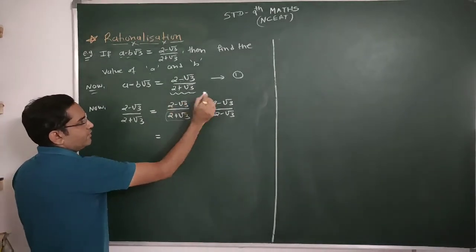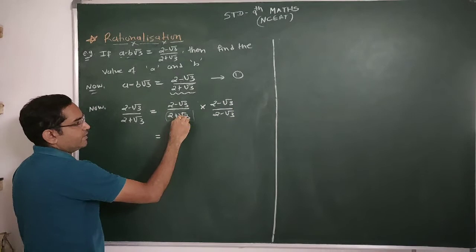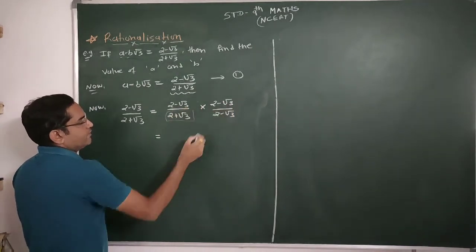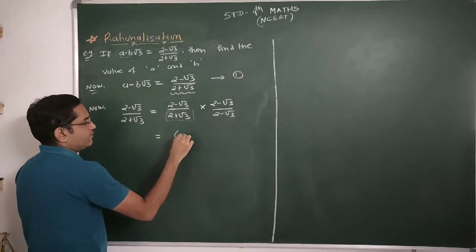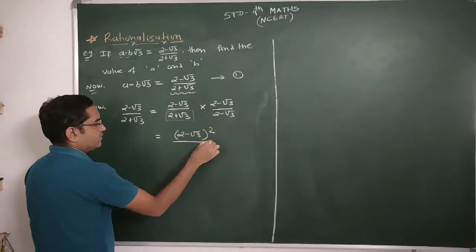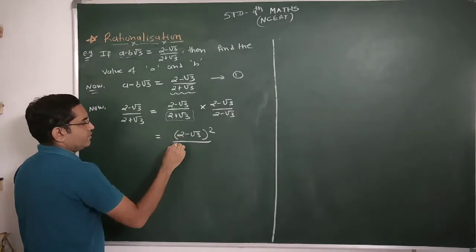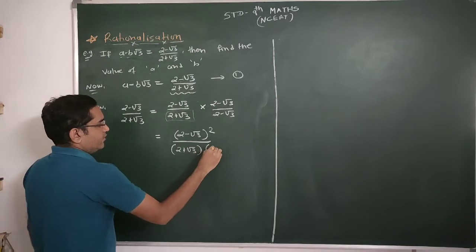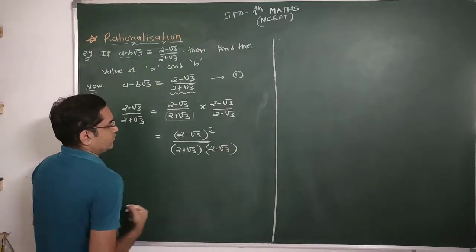You have to multiply numerator with numerator and denominator with denominator. So here it's 2 minus root 3, the same bracket is there. So we can write 2 minus root 3 whole square divided by 2 plus root 3 into 2 minus root 3.